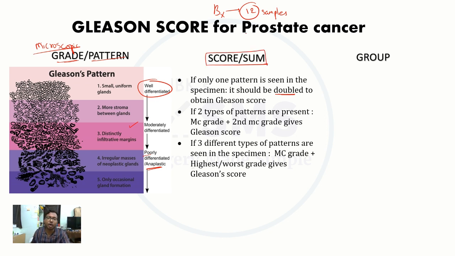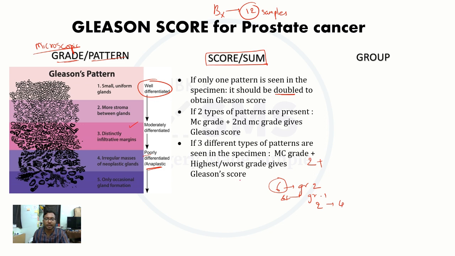Okay. Let's say for example, out of 12 samples, 6 has got a grade 2. Okay, grade 2. Then rest of the 6, let's say for example, 4 of them got a grade 1, whereas other two has got a grade 4. Now, if this is the pattern, you have got different types of grades, then what you should see, you have to add most common grade. So what is the most common? 6 samples has got grade 2. So here you need to add 2 plus highest or worst grade.